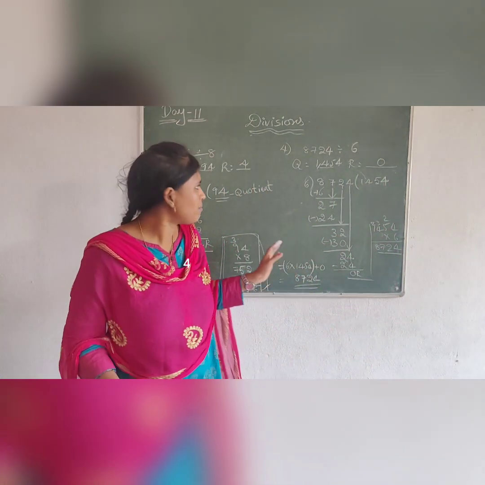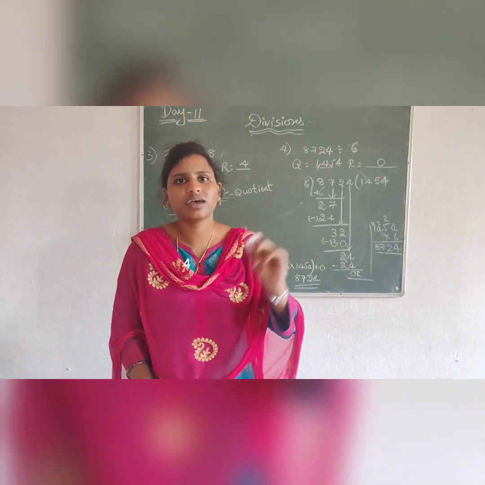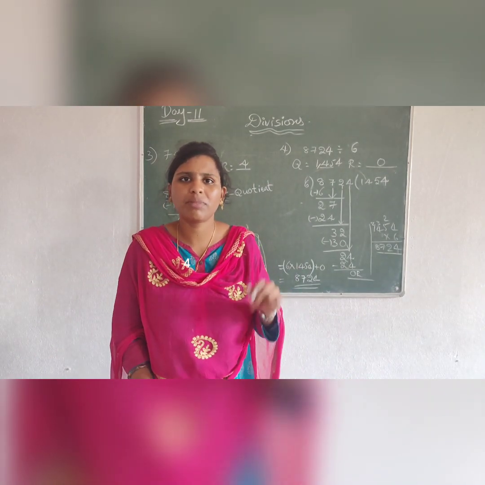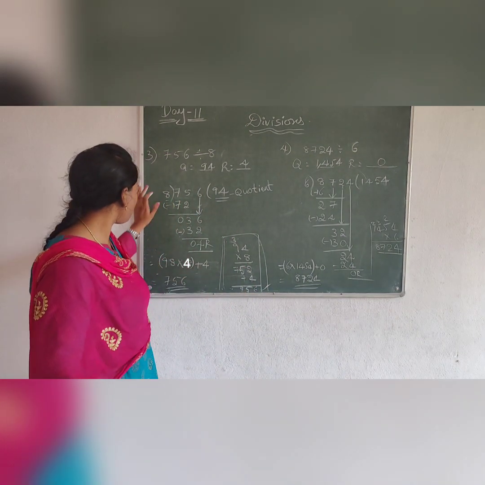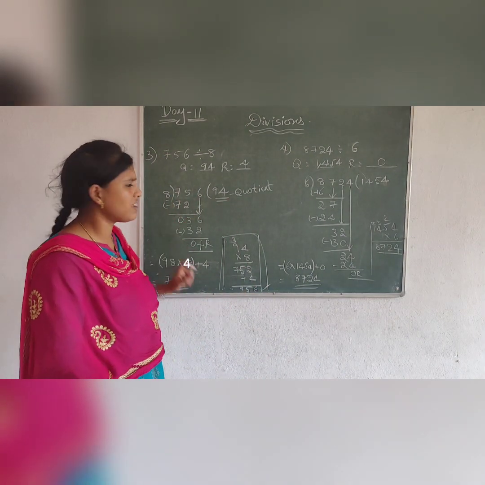You do this type of sums. Some sums are there in your textbook. Everyone must practice with the division rule like this. Multiply divisor into quotient plus the remainder.